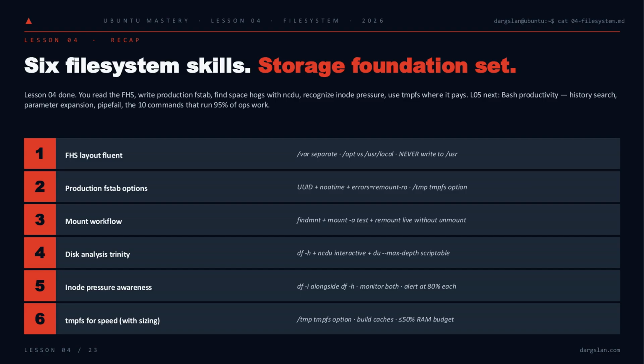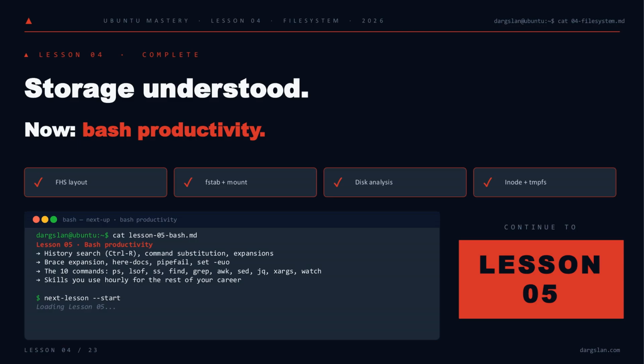Next lesson, we shift gears into bash productivity. History search, parameter expansion, pipefail, and the 10 commands that genuinely run 95% of ops work. And that's lesson 4 in the bank. Storage understood. You've got the 4 pillars locked in: FHS layout, fstab and mount, disk analysis, and the inode and tmpfs nuances that catch most people off guard.